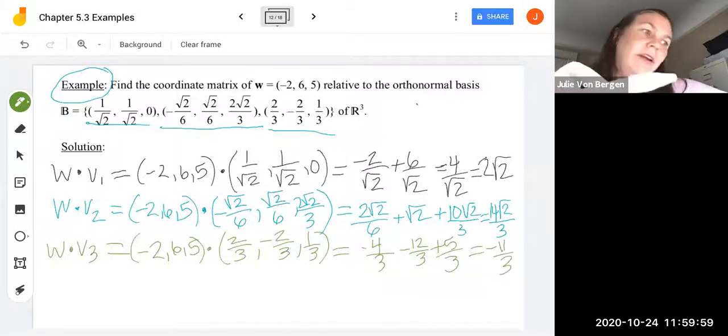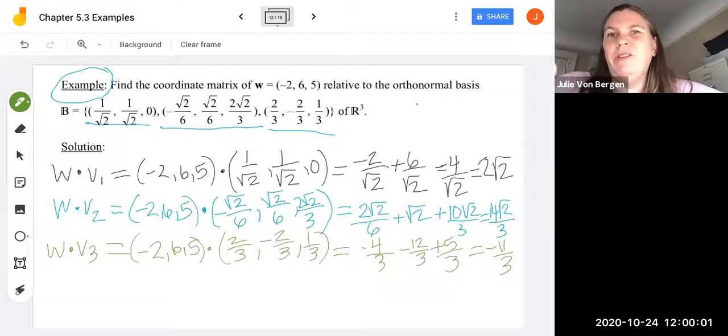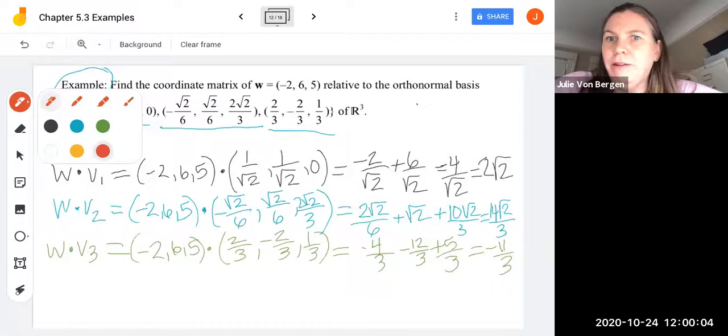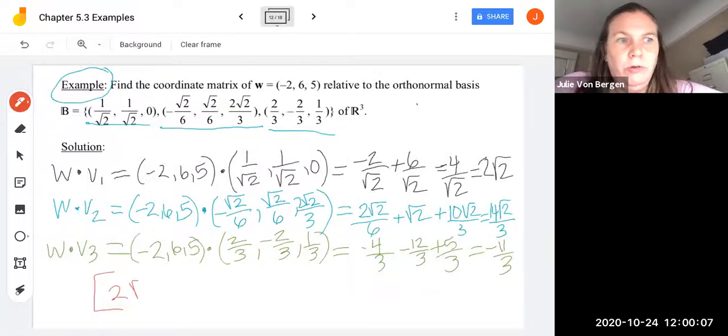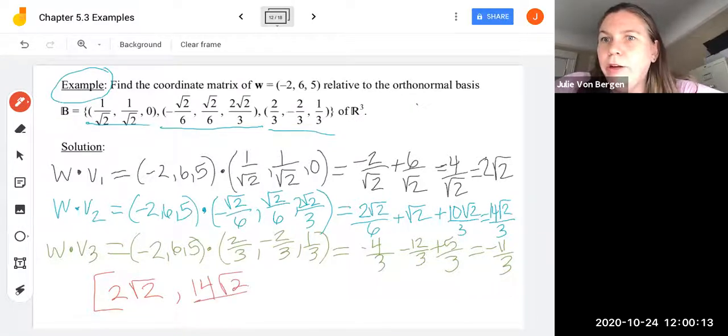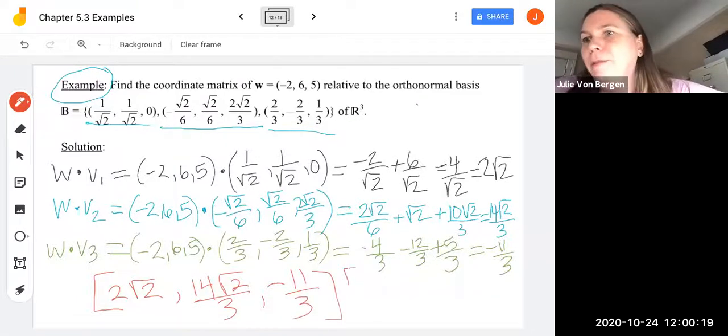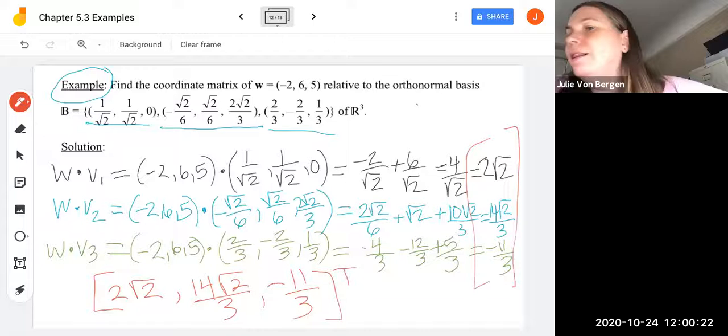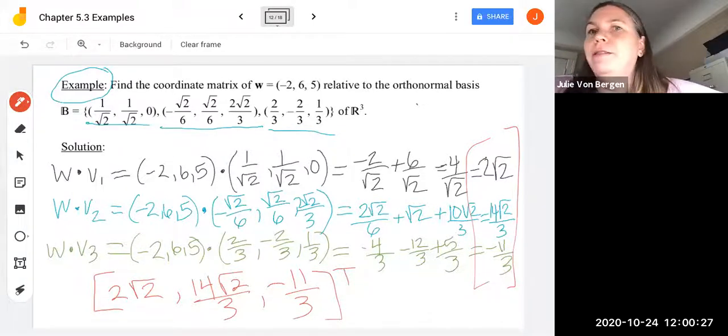And so our coordinate matrix is going to be, I'm going to have to write it as a transpose instead of a column because I don't have enough space down here at the bottom. It's going to be 2√2, 14√2/3, and -11/3, with a transpose here, because if I had more space, I would have just put it in a column matrix like this. So you can either write it as a row matrix and put a transpose on there, or a column matrix. So that is our coordinate matrix. And those values correspond with the coefficients that you would multiply V1, V2, and V3 by to reconstruct W.